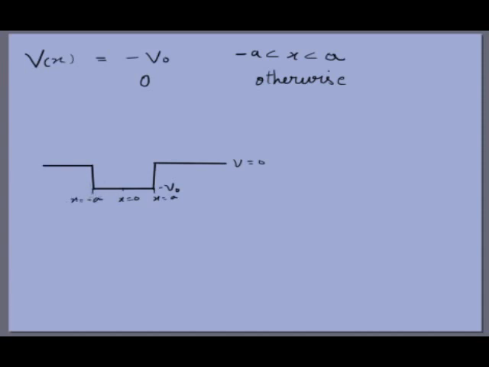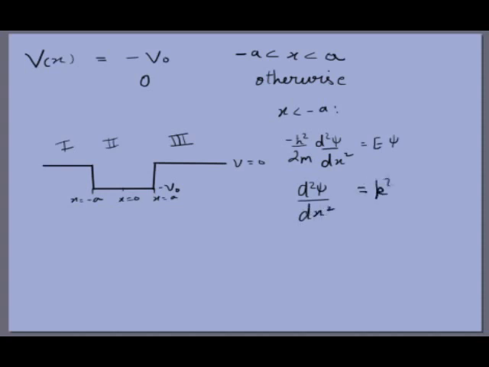And in this case, we have three separate regions, region 1, 2 and 3, for which we'll have to solve the time-independent Schrodinger equation. So region 1 will be x less than minus a. In that case, the potential is 0, so we'll have again minus h bar squared by 2m d2 psi by dx squared is equal to E psi, which gives us d2 psi by dx squared is equal to k squared psi, where k is equal to root of minus 2mE by h bar.